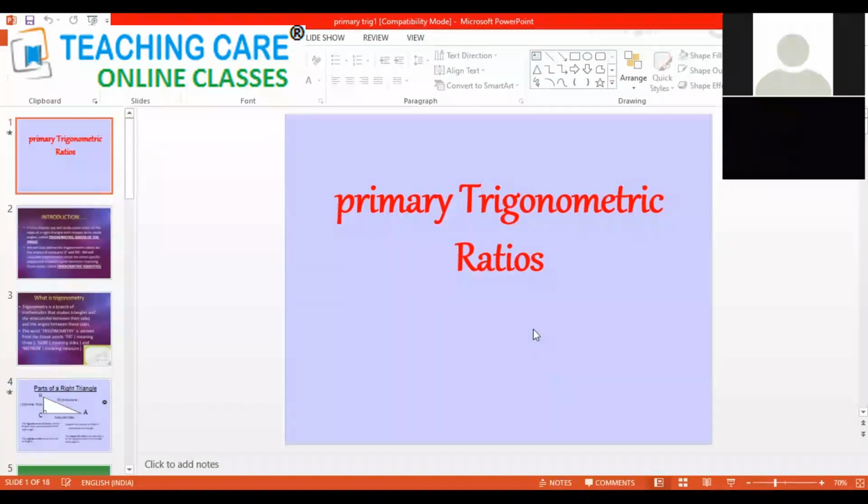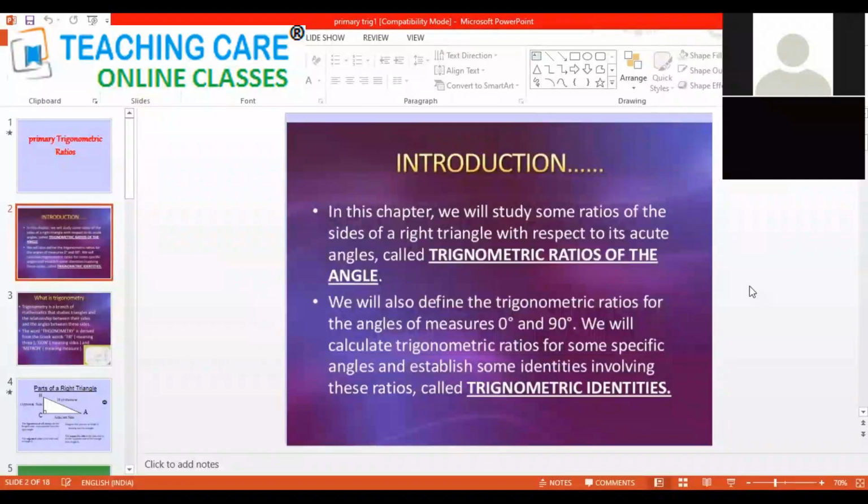You may get a doubt: if it is an acute or obtuse triangle, we have some other methods for it. Okay, fine. So what is trigonometry? First, we will look into that. Here, you are going to deal with a right triangle, with respect to its acute angles. With that, you are going to find the trigonometric ratios of the angles, and the measures of the degree will be 0 to 90.